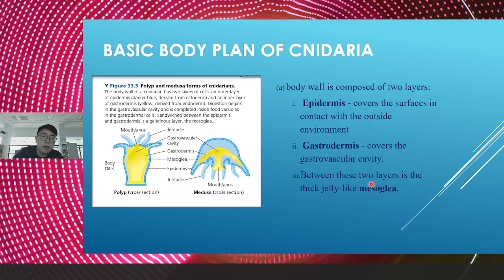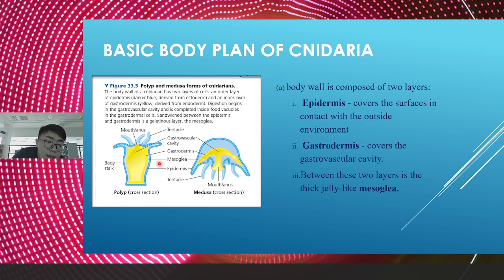Okay. Next, about also body plan. So the body wall is composed of 2 layers. One is epidermis, one is gastrodermis. So epidermis covers the surface in contact with the outside. Epidermis yang awak tengok biru punya, blue color one, the outermost layer. Okay, so gastrodermis yang middle punya, the middle layer. So it covers the gastrovascular cavity. And between these 2 layers is the thick, jelly-like layer called mesoglea.